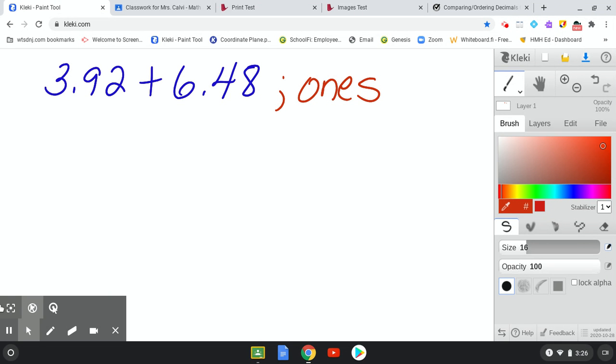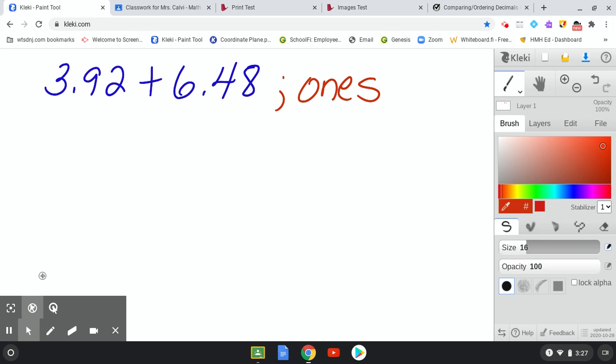We are going to be talking about estimating decimals. And estimating means an answer that is close to the exact answer, all right? It is not the exact answer, but it is close to the exact answer. So, for example, I have a problem here on the board, 3.92 plus 6.48, and I'm actually telling you to estimate or round to the ones place.